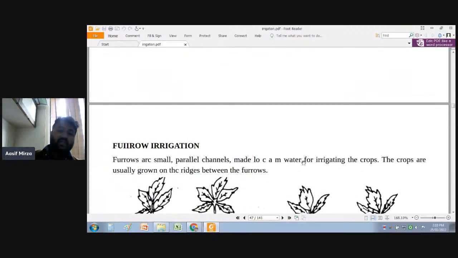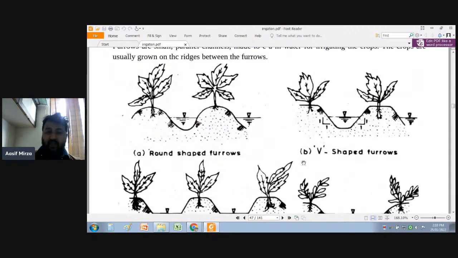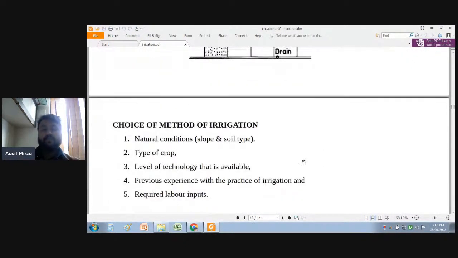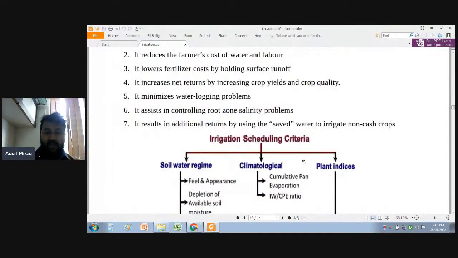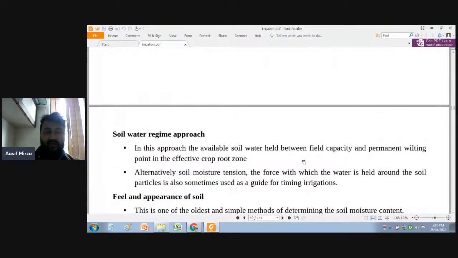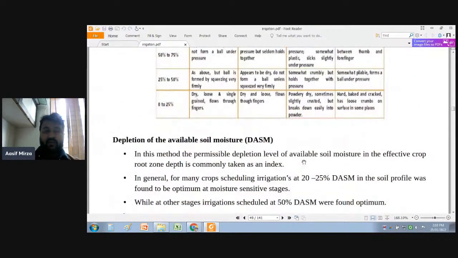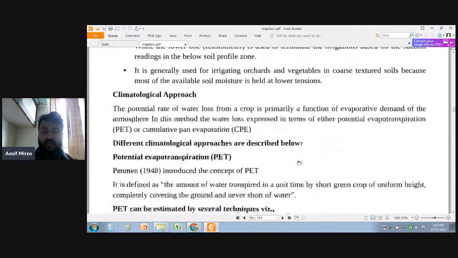Now moving toward the next, that is furrow irrigation. This is very similar to the method which we have seen in the earlier irrigation, so we will skip that. And at this stage, we can say we have understood the various methods of irrigation systems, and in what condition we have to adopt these kinds of irrigation methods.